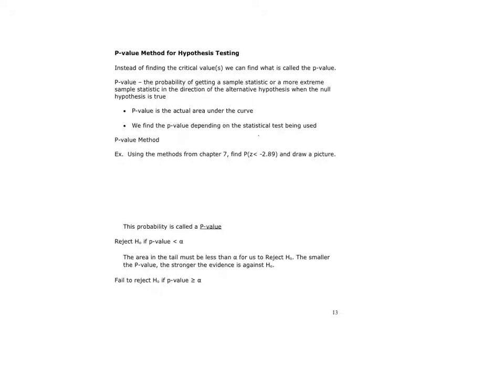In this video, we're going to continue looking at hypothesis tests for proportions, but we're going to investigate a new method for making our decision in step 4. Instead of finding the critical values, what we're going to do is find the p-value.